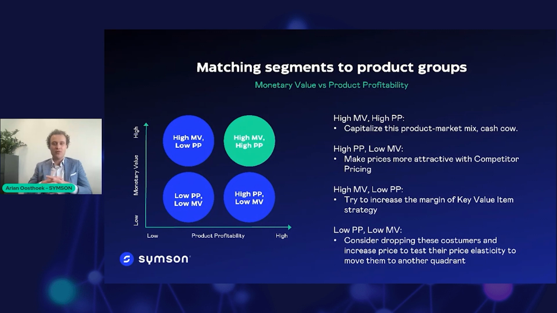And of course, we have also the quadrant of a low product profitability and a low monetary value. What's here? This is the most attractive, or the least attractive quadrant, of course. So what we could do here is we have to take a critical look at our customers. Do we believe these customers could be increased in monetary value, or can we convince them to buy higher margin products? If not, we should consider to drop them. But we can test with increasing the prices to a level where we can increase our margins. And we can also test with price elasticity how price sensitive these customers are.